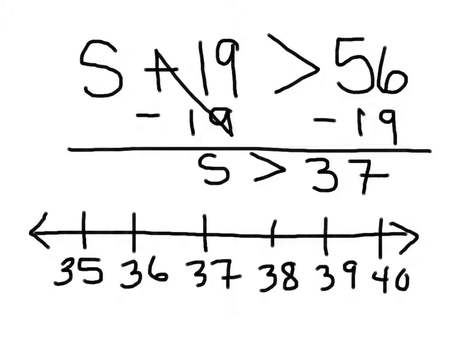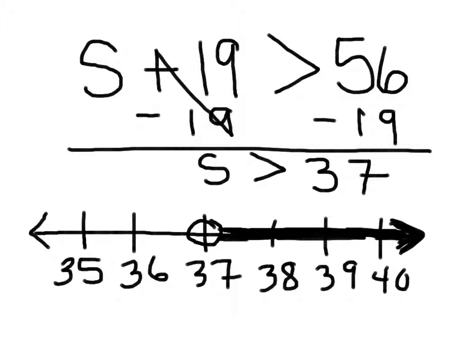So we would have an open dot on 37, and then which way would we color in the graph? To the left or the right? To the right, because it says s has to be greater than. So we color over the number line and we color in the arrow, and it indicates that everything into infinity beyond 37 will answer this question.